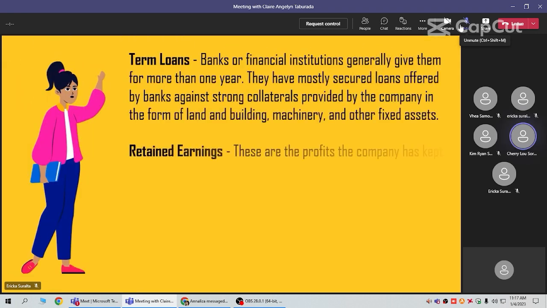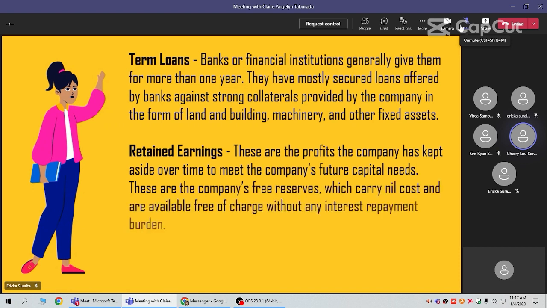So next is term loans. Term loans are generally given by banks or financial institutions for more than 1 year. They are mostly secured loans offered by banks.